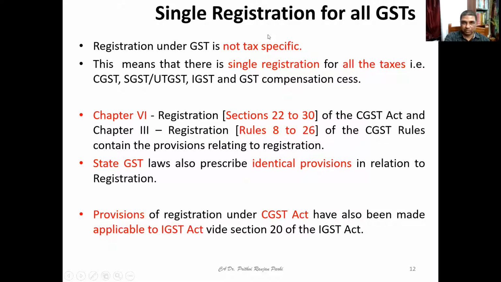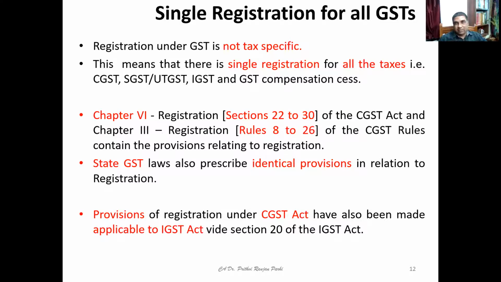Now, one more thing you have to understand: for all kinds of GST, you already know there are various kinds of GST, that is CGST, SGST, UTGST, IGST, and for all possible kinds of GST, there is a single registration. So registration is not GST specific. There is a single registration for all kinds of taxes, CGST, SGST, UTGST, IGST, and GST compensation cess, for everything single registration.